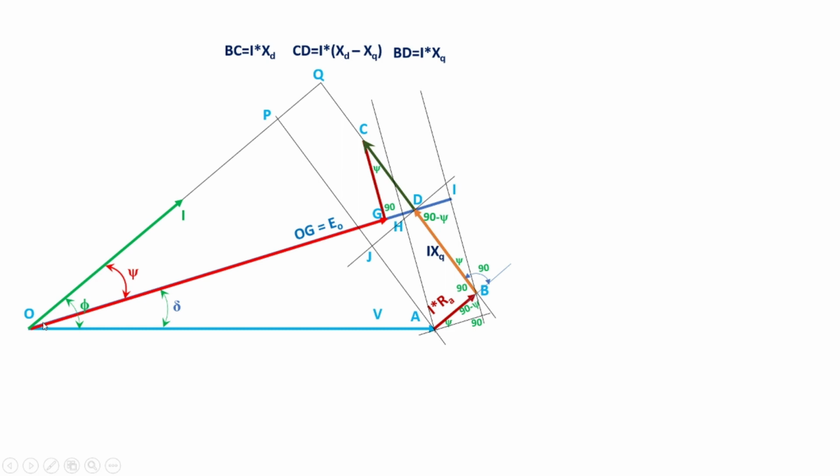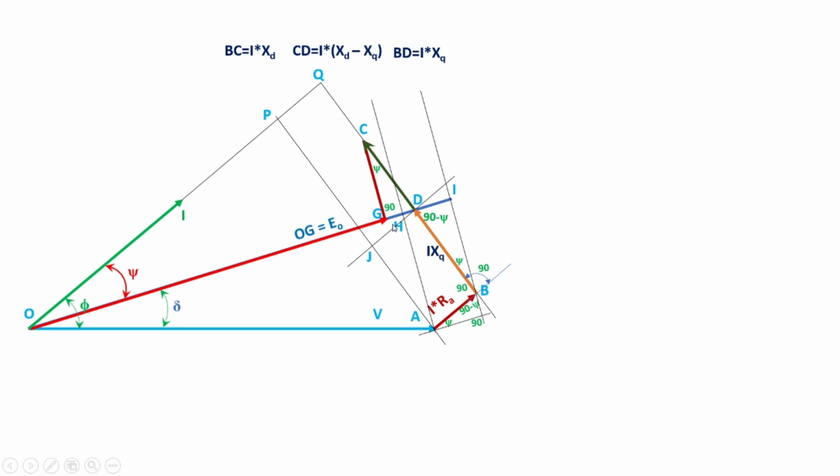And in order to find out OH, let's consider this right angle triangle OHA. Here V is hypotenuse and this angle is delta. Therefore, OH is equal to V cos delta. In order to find out HI, let's consider this small right angle triangle with I into RA as hypotenuse. This angle is psi. Therefore, HI is its adjacent side. Therefore, HI is equal to I into RA cos psi.